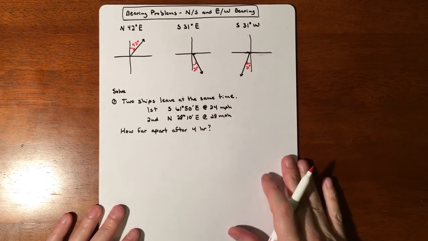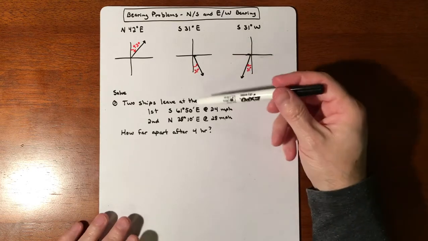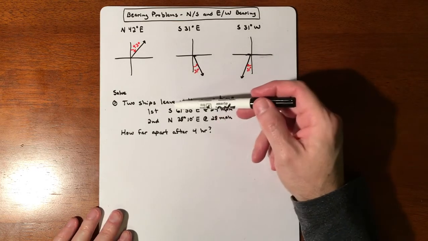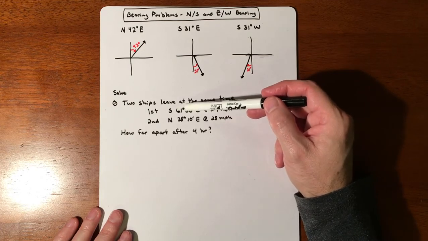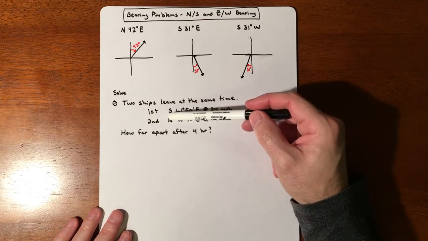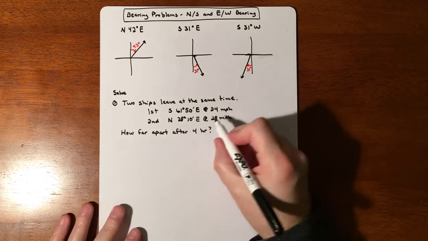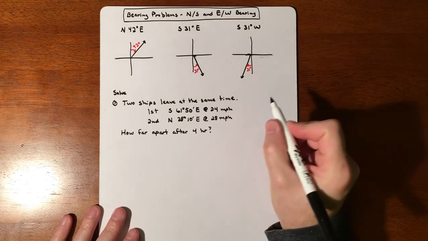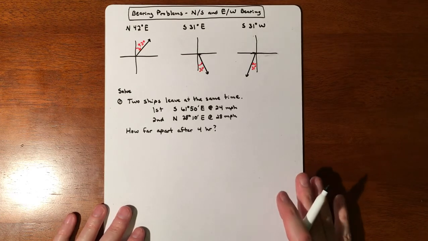All right, so we're going to do two word problems associated with this. The first one is we have two ships leaving the same port at the same time. First one is at a bearing of south 51 degrees 50 minutes east at 24 miles per hour, and the second is north 28 degrees 10 minutes east at 28 miles per hour. How far are they apart in 4 hours? So picture it.